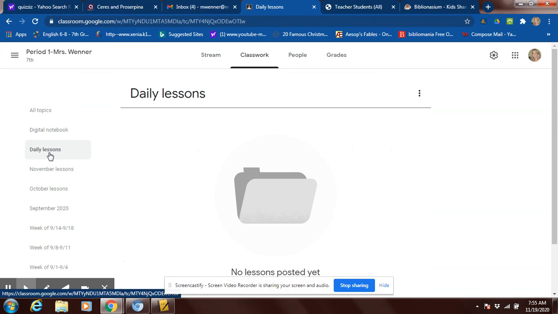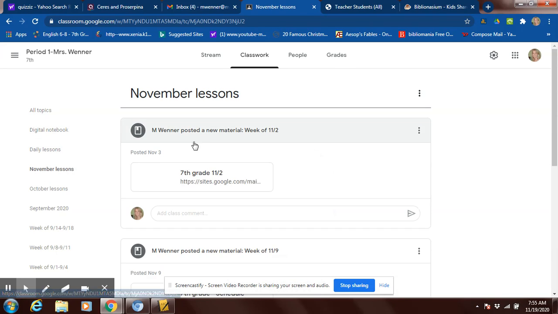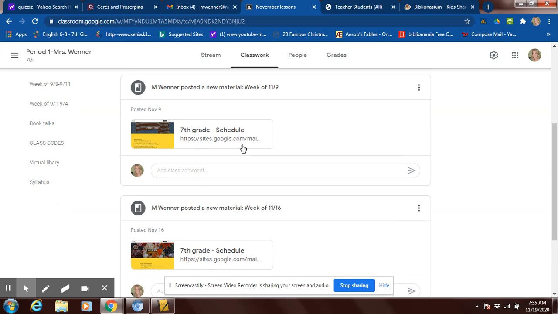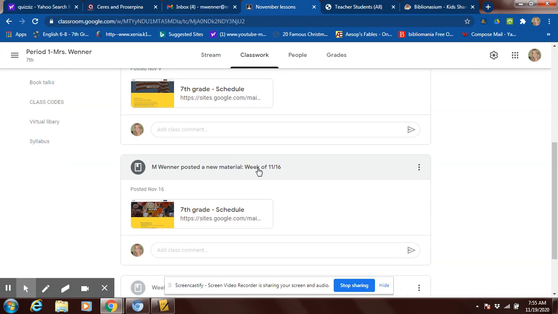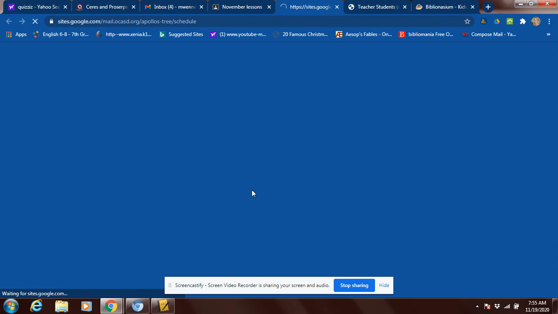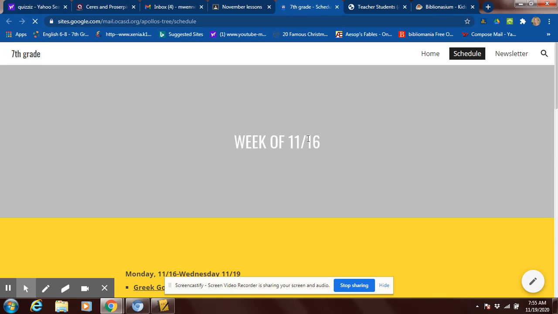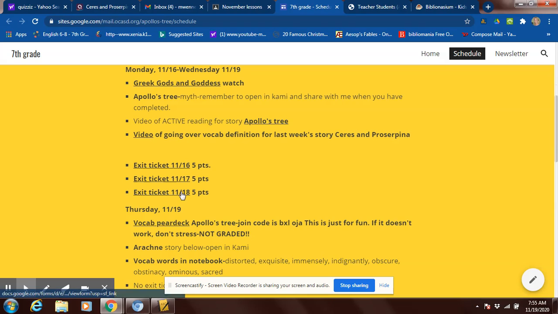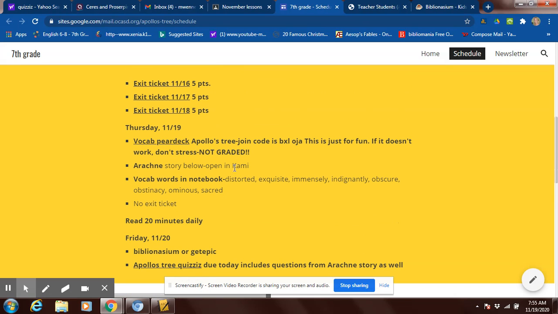Where you find the daily lessons is under the daily lessons. So for November, you can see I put week of 11-2, and you just click on those to see the daily schedule. We are in week 11-16. Need to go to this schedule. You can see I plan out the whole week. Here are the exit tickets. Now, some of these exit tickets for next week, I don't have 5 points, but just know that the exit tickets are worth 5 points unless otherwise stated.